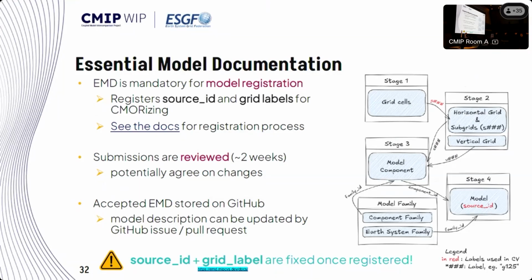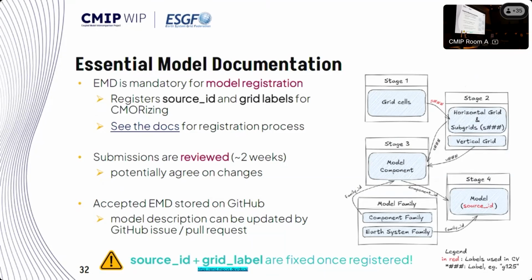The registration process itself is a multi-stage process. You start off with registering the model components native grids. Then you go on with registering the model components, and at last you register the top-level model. You do that by filling out GitHub issue forms, and each submission of those forms will be reviewed. In total, it may take up to 2 weeks for a full registration of a model.